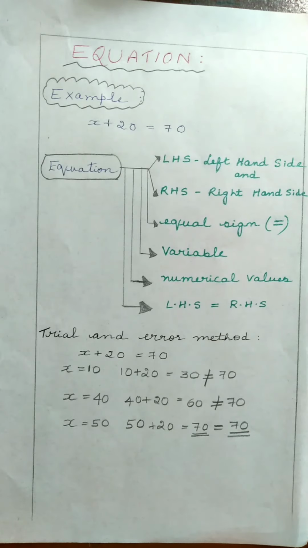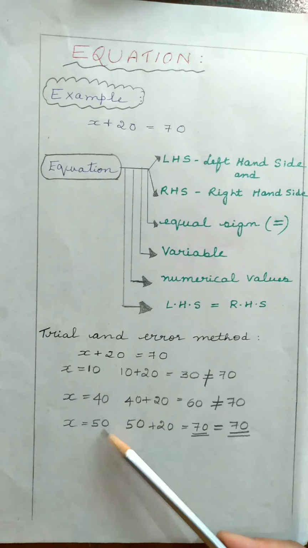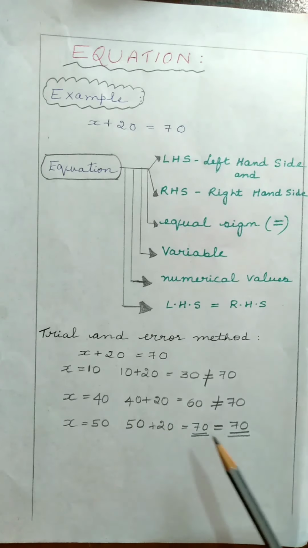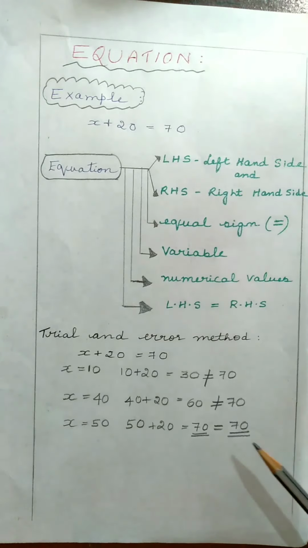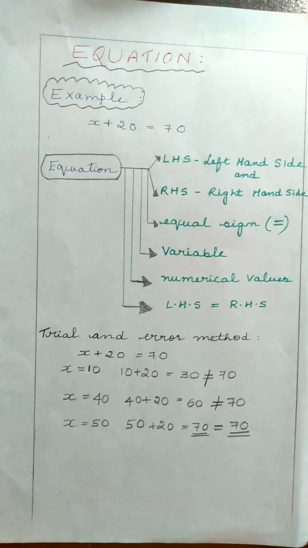When will the LHS and RHS be equal, children? When we apply the value x equal to 50, and we add 50 + 20, we get 70. Then we can say that x + 20 = 70. Therefore, children, when we apply the value x equal to 50, we obtain 70. Then LHS will be equal to RHS.